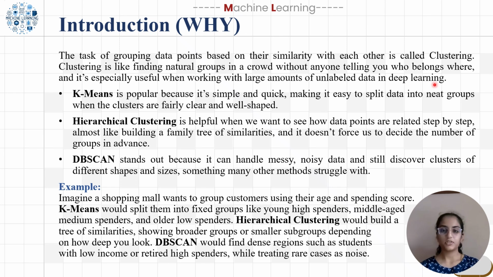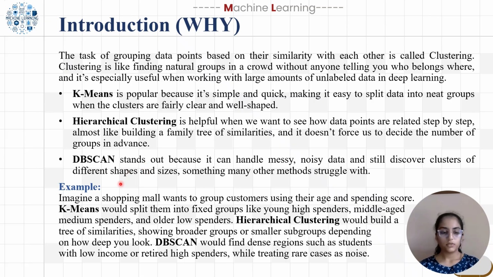So basically, clustering means grouping of data points based on their similarities with each other, and this clustering works best with large amounts of unlabeled data. There are three types of clustering. First is k-means clustering, second is hierarchical clustering, and third is DBSCAN. We will learn all these types in detail further.